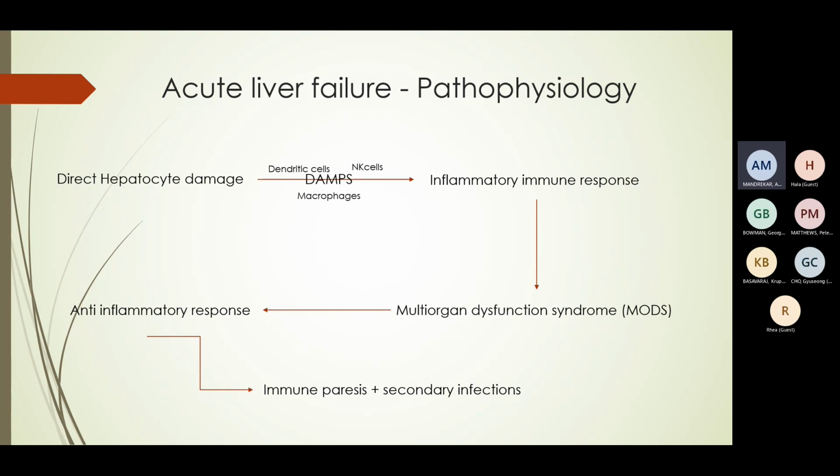Over time, you'll end up having an anti-inflammatory response, and because the liver is now impaired, you have an immune paresis and you're vulnerable to secondary infections. But the initial stage of this is very, very similar to sepsis, and that's why when we come to the treatment part, you treat it in a similar way to someone who is presenting with sepsis in terms of your fluids and antibiotics and things like that, but we will come to that. But predominantly, the effects that we're seeing are because of this inflammatory immune response. The coagulopathy and the encephalopathy are because of impaired synthetic function of the liver.